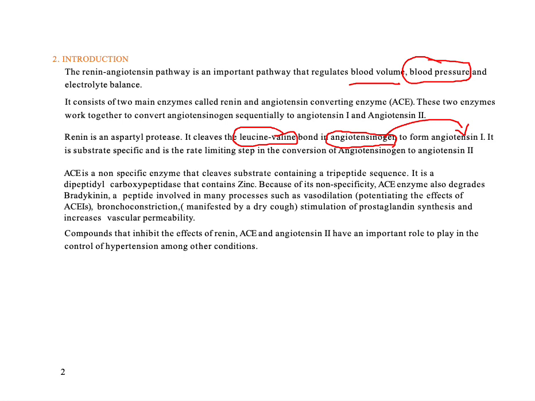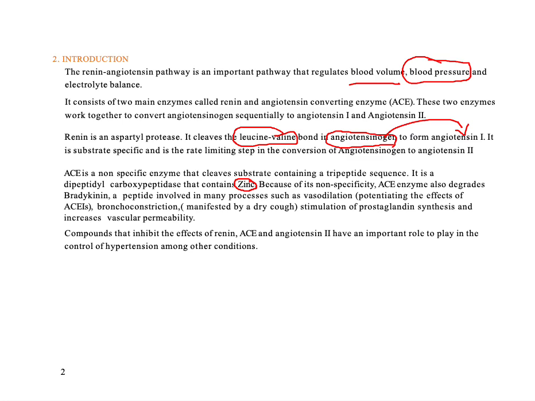Okay. Now, ACE is a non-specific enzyme. It's an enzyme that's going to cleave substrates that contain a tripeptide sequence. So it's not as specific as renin, and we will see how that non-specificity leads to some side effects. It is a dipeptidyl carboxypeptidase enzyme, and it contains a zinc that is very important for the activity of the enzyme and of the ACE inhibitors.